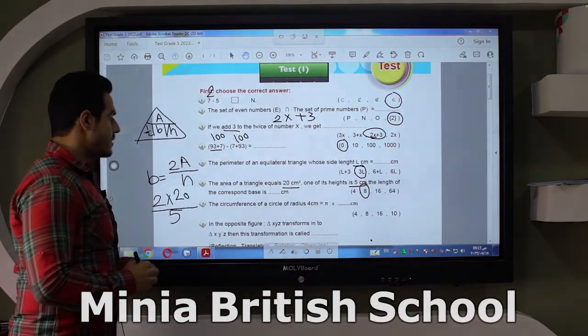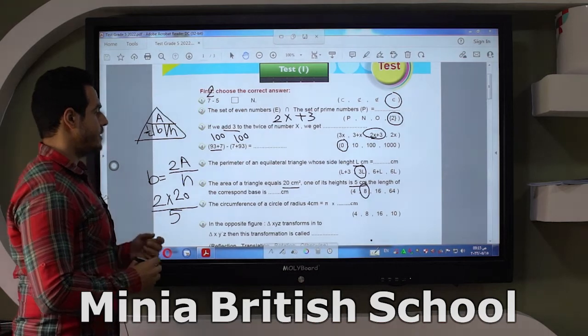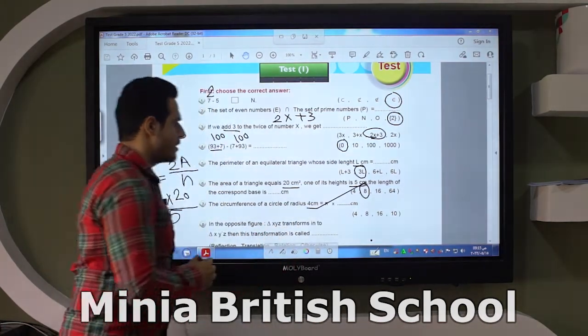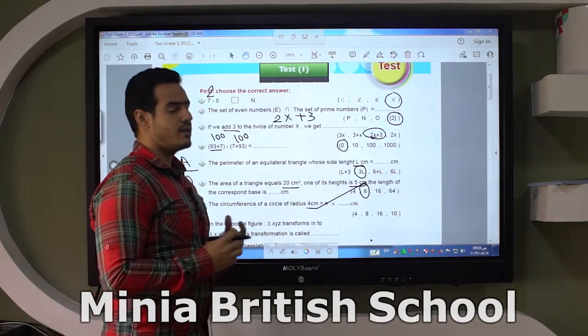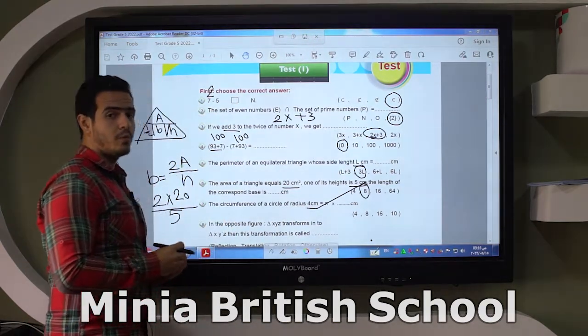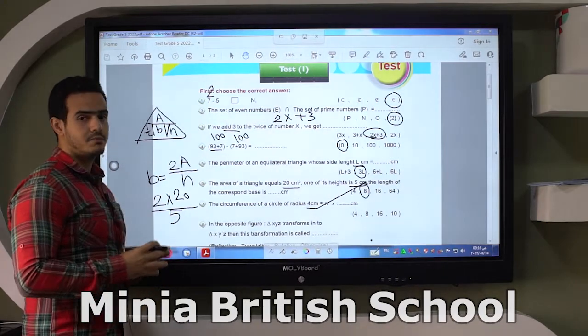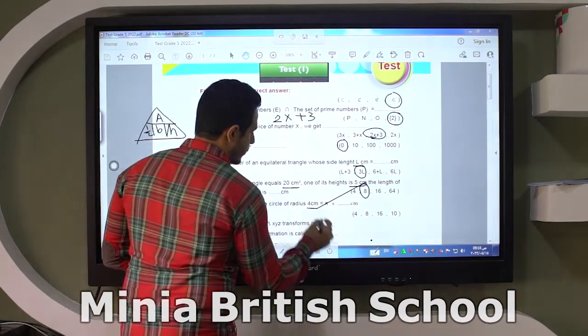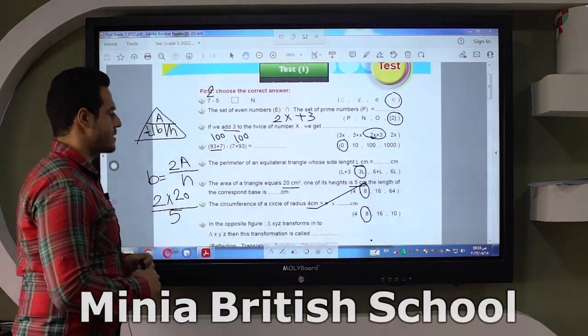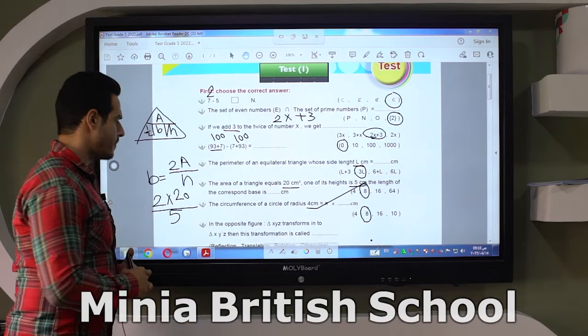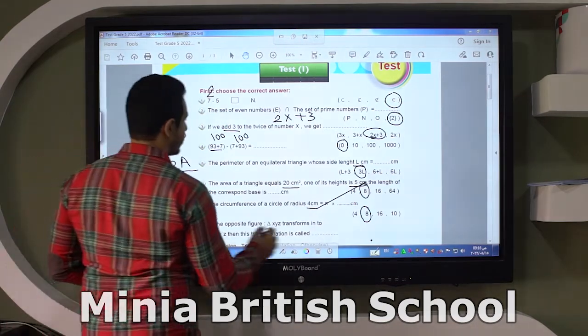Number 7. The circumference of a circle of radius 4 centimeters equals what times pi? Okay. And we know that the circumference equals 2 pi r, or diameter times pi. If the radius is 4, the diameter equals 8 centimeters. So its circumference equals 8 pi. Okay.